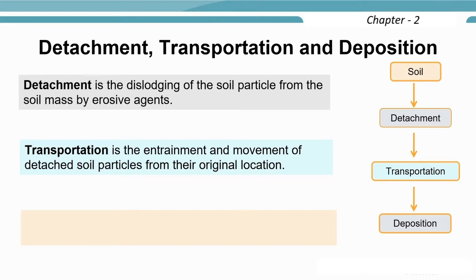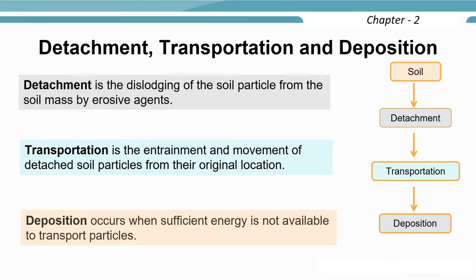Transportation. What is transportation? It is the entrainment and movement of the detached soil particles from their original location. And once the kinetic energy of flowing water reduces, the particles will get deposited. Deposition occurs when sufficient energy is not available to transport particles.